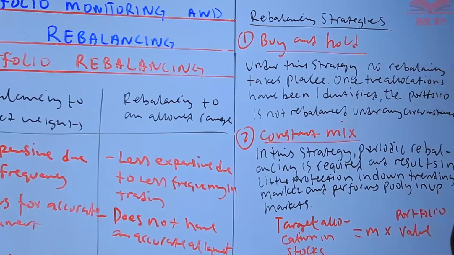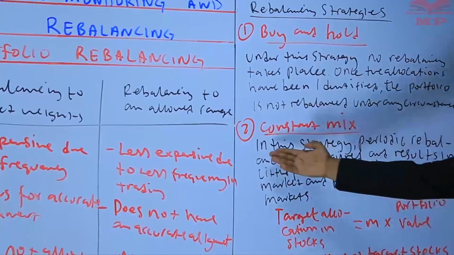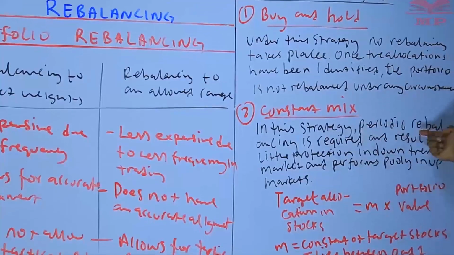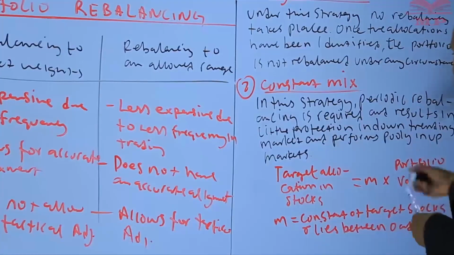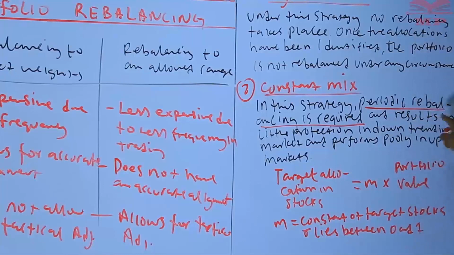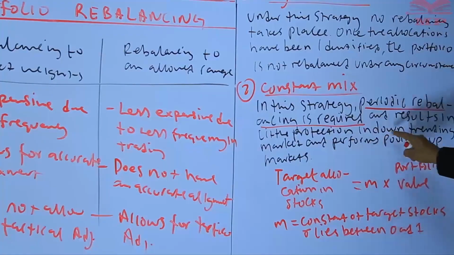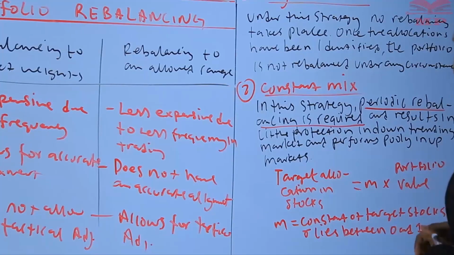So having looked at the constant mix, we can see that in this strategy, periodic rebalancing is required. The keyword there is periodic rebalancing. Periodic rebalancing is required and results in little protection in downtrending markets and performs poorly in up markets.